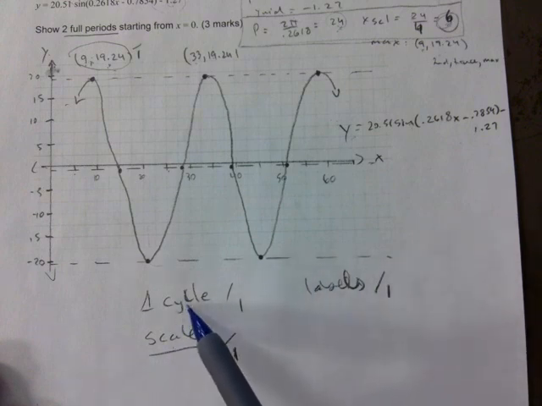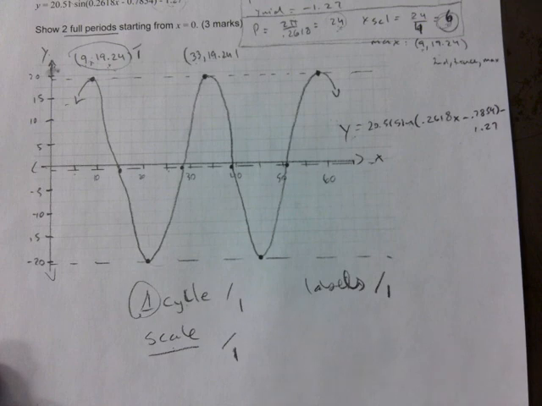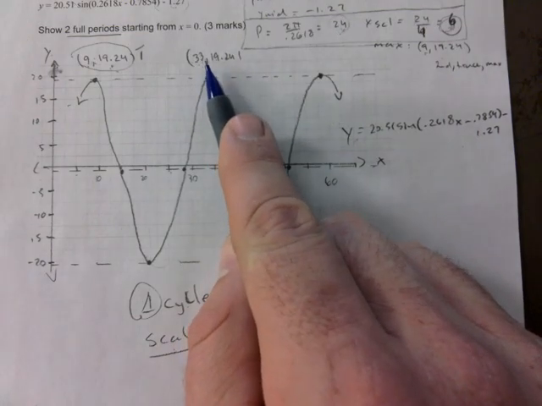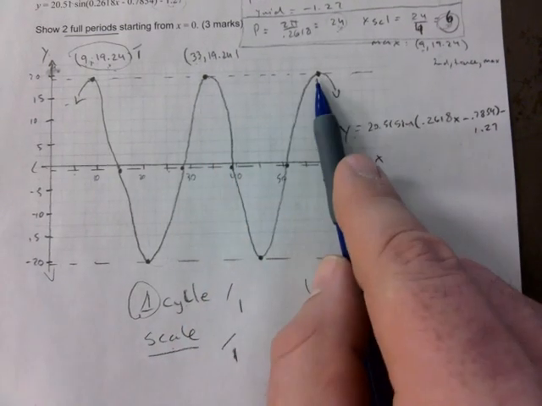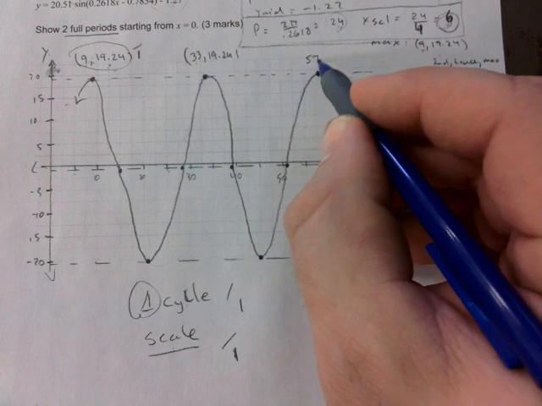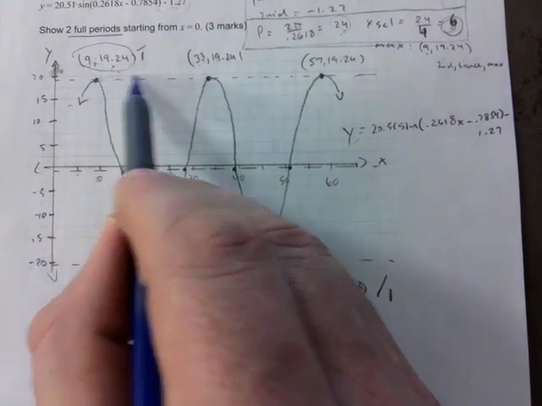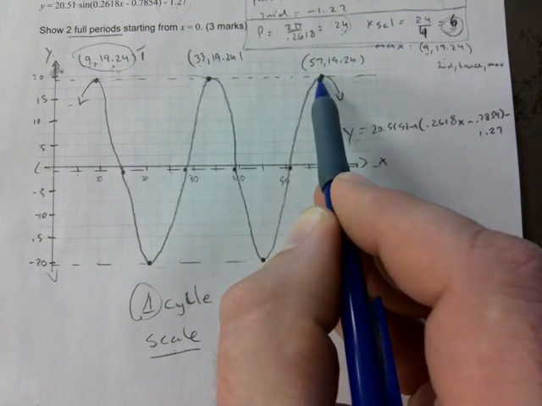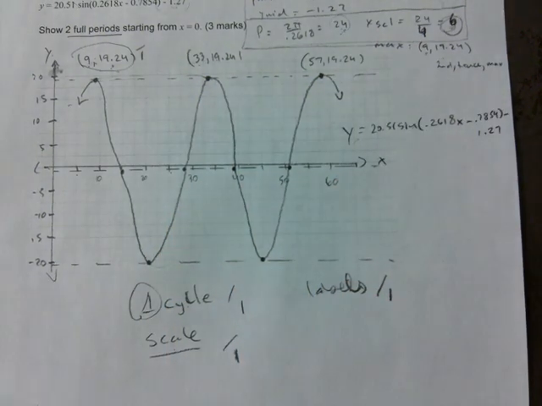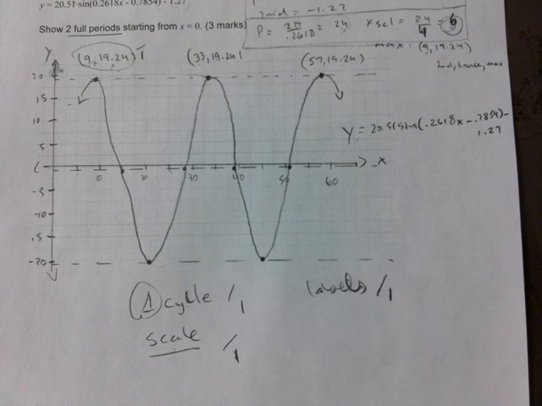Scale, and normally I would want you to do 2 cycles. If you did 1 today, we're going to let it go. So another 24 from here would get you to 57, right? This here, 57, 19.24. So it goes 24, 24, 24, right? Like from max to max should always be 24.